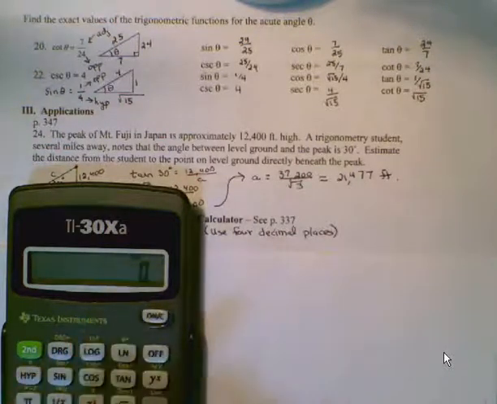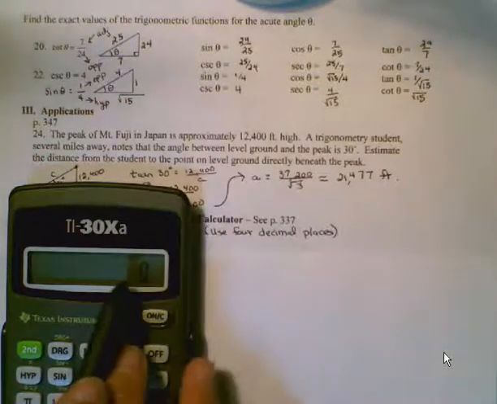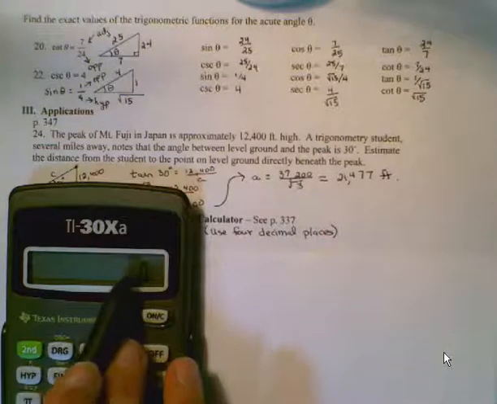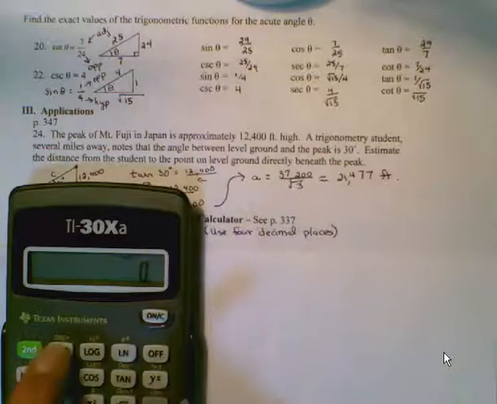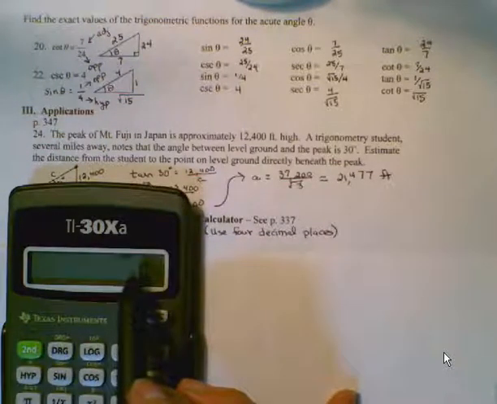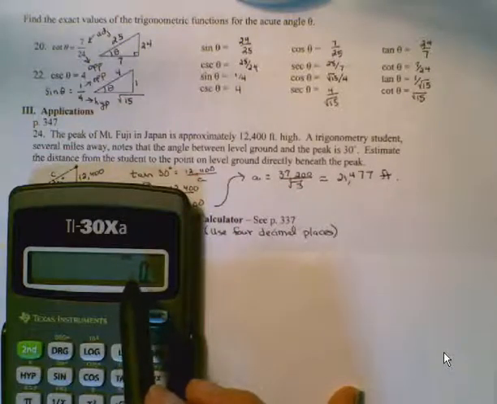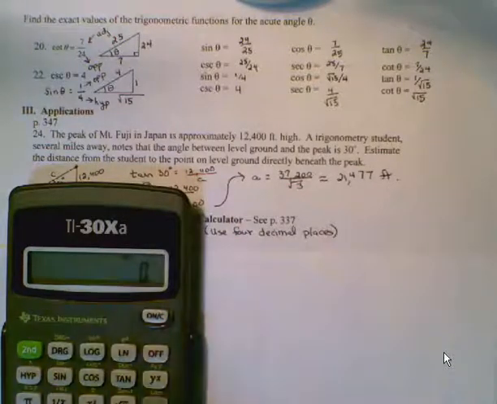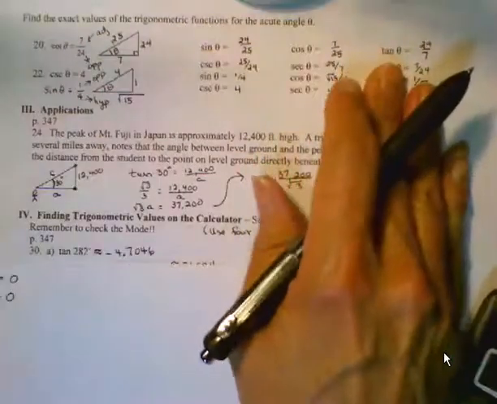Right now it says RAD. If I press the degree button once, it's changed to grad. That's gradients, and we're not going to use those in this class. Press that button again, and now it says degrees. So if I want to enter any angle in degree form, then I need to have my calculator in degree mode. Now, I've already entered the next few problems on my calculator.